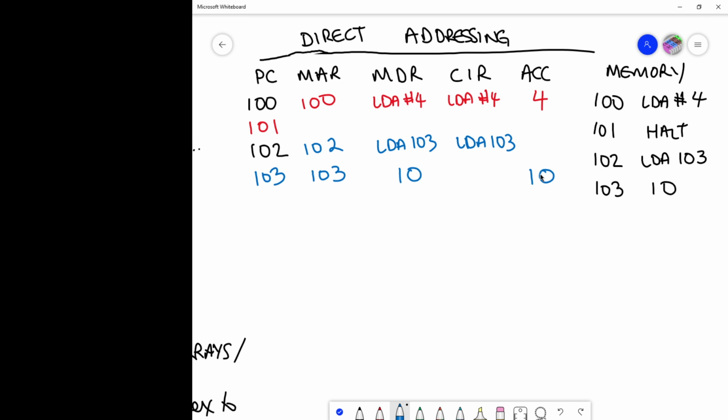What would happen if we carried on and did another fetch execute cycle? What would we execute next? 10, whatever that is.